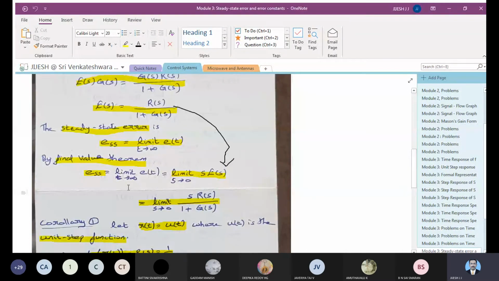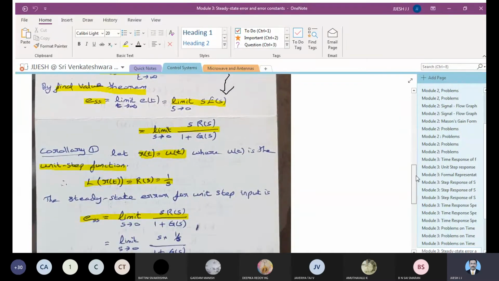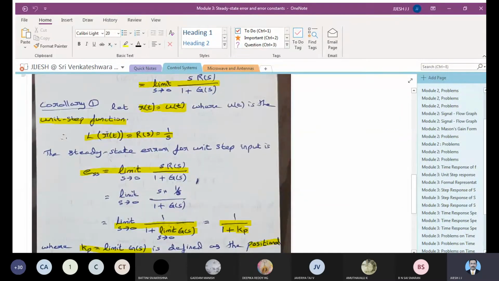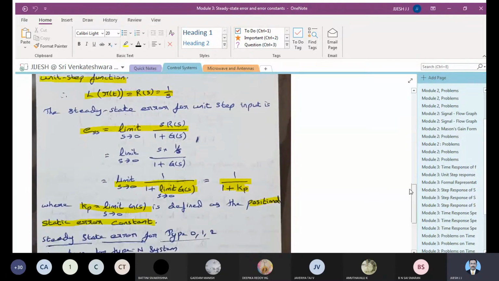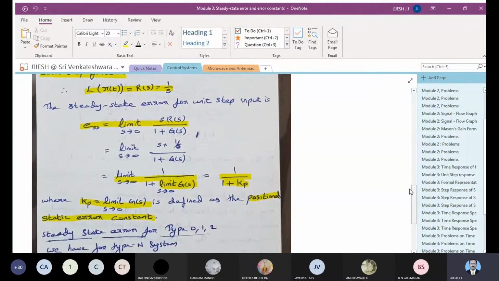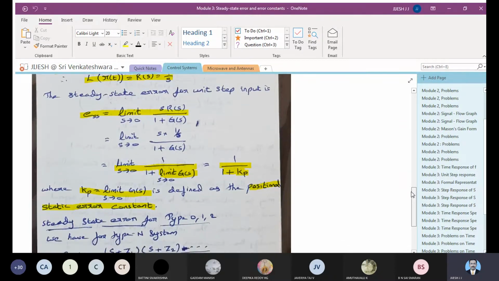And we have seen with respect to the first case, that is a unit step function. So for unit step function, we got r of t is equal to u of t, and ESS is equal to 1 by 1 plus Kp. So these are the things we have understood till date, and we also got Kp is equal to limit of s tends to 0 g of s, which is called a positional static error constant. So till here all of you understood the things. Here the major important equation is ESS is equal to 1 by 1 plus Kp. That is the equation we are going to see further.